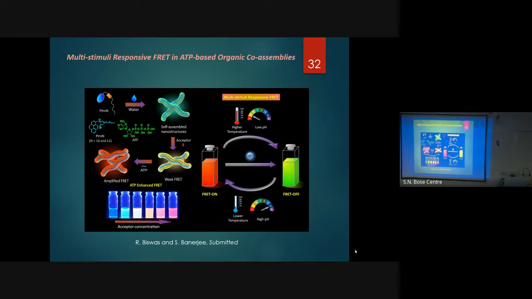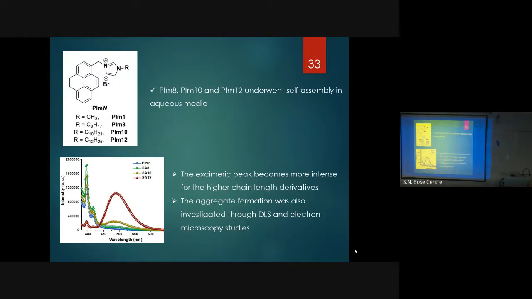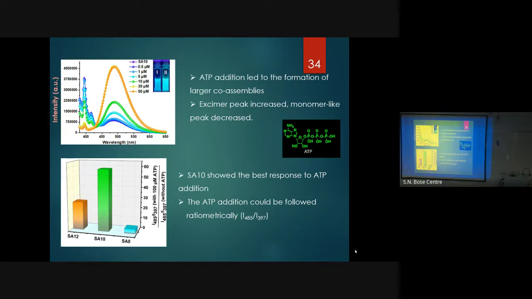In this case, what we saw is that the FRET process was multi-stimuli responsive, and I will talk about that now. These are the molecules that we employ. Again, you see the design principle is more or less the same. We vary the alkyl chain length, and when you have 8, 10, and 12, they start aggregating and show strong excimeric emission from pyrene around 490 nanometer, and you could see the aggregation through DLS and electron microscopy also. Then, when you add ATP, the structure is shown here.